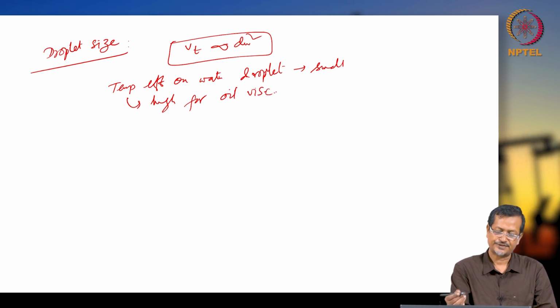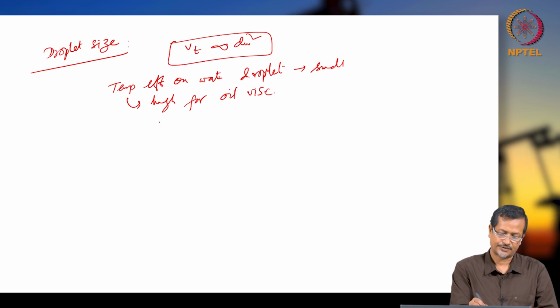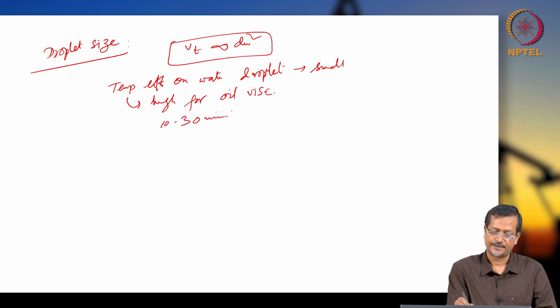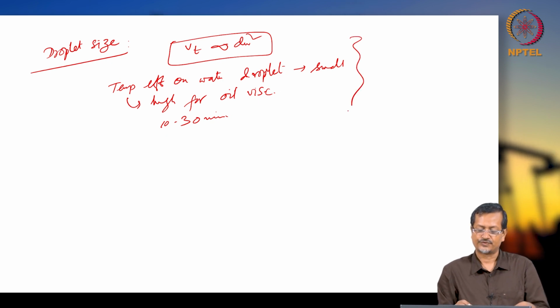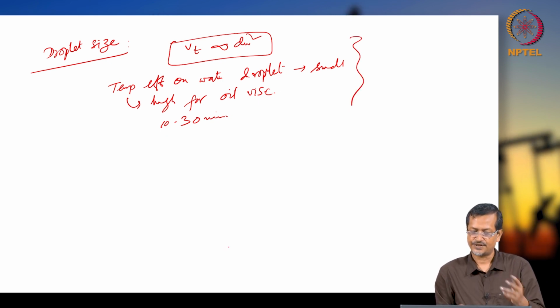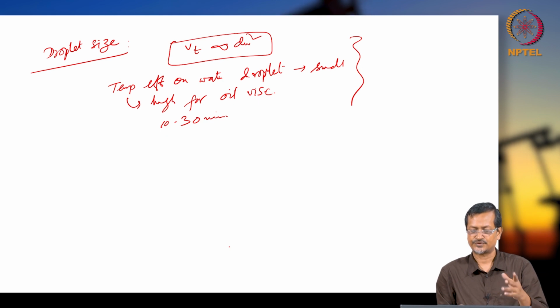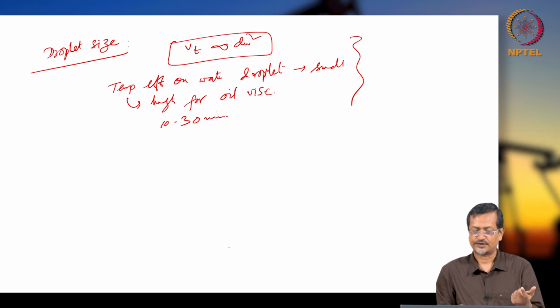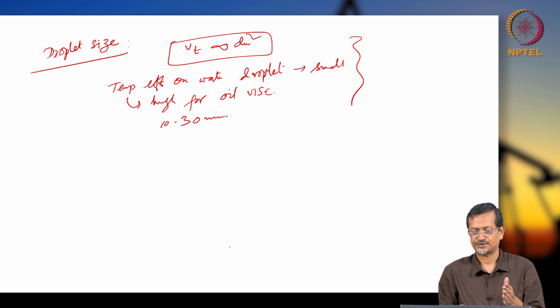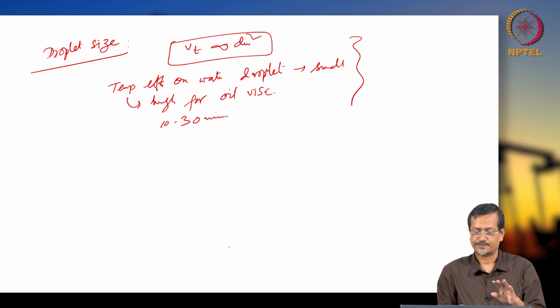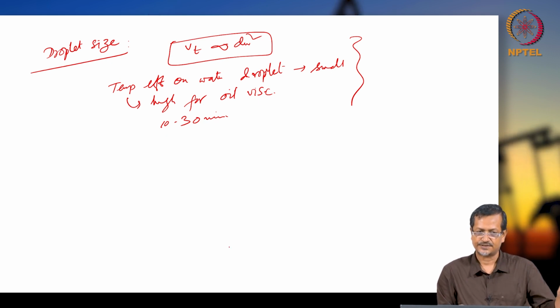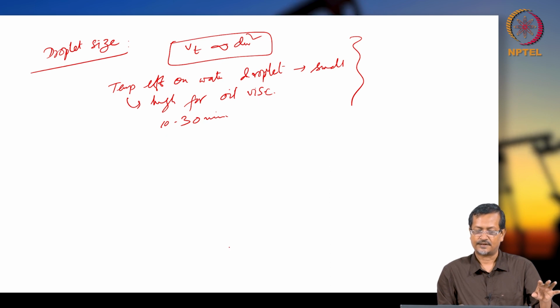Normally the retention time in an electrostatic separator will be 10 to 30 minutes. Okay. If you have changed viscosity and density, while water viscosity and density do not change, using an electrostatic separator you can get better separation, and the electrostatic separation can be assisted by a heater treater and other mechanisms.